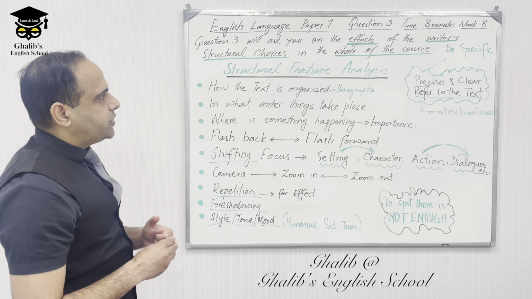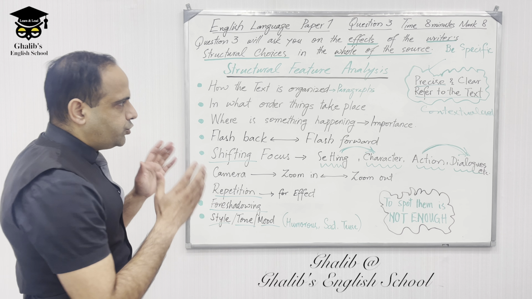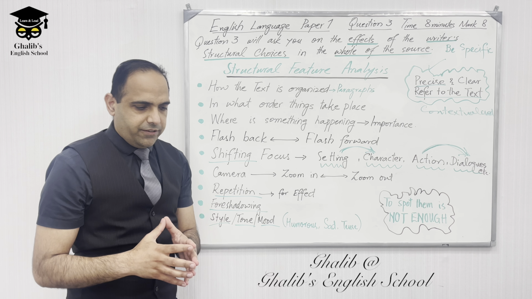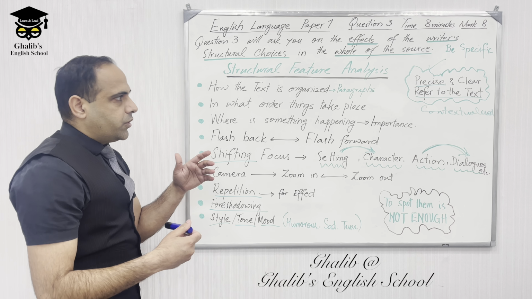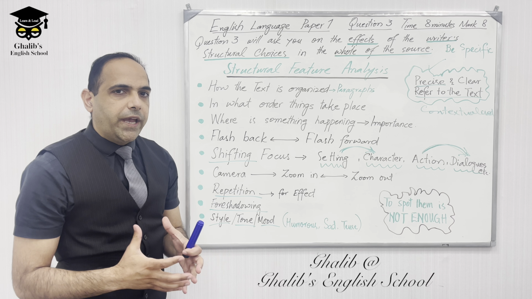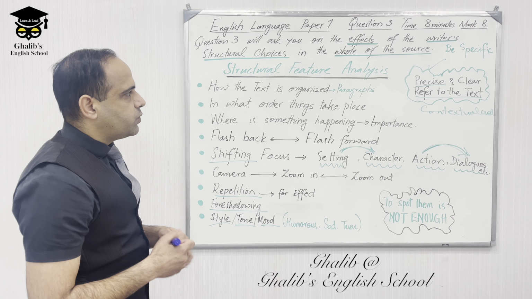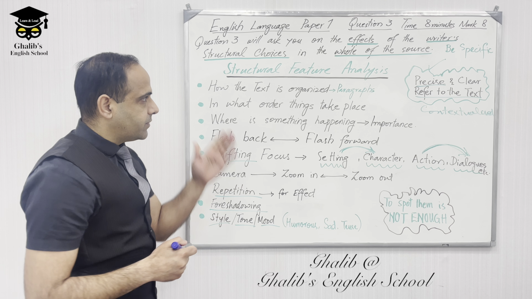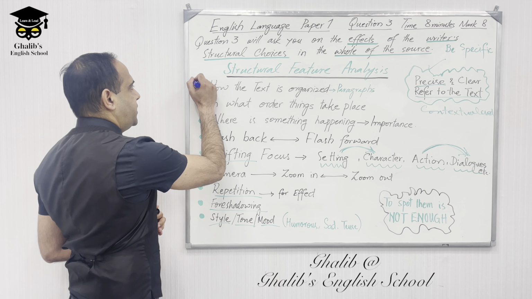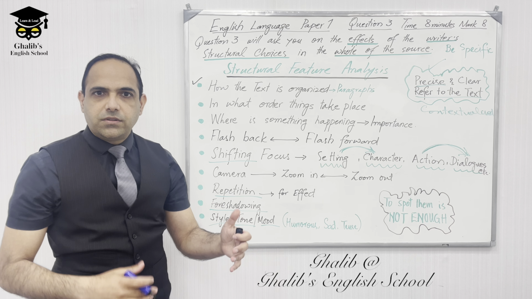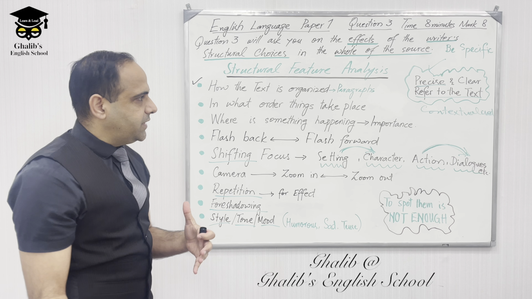If you talk about the structural features, you have to analyze them very carefully. Just to spot them is not enough. What you need to do is look at them in a way that is contextualized. So we start with the first one, how the writer has structured the text. In what way is the text organized? Paragraphs, dialogues, shorter sentences, longer sentences.